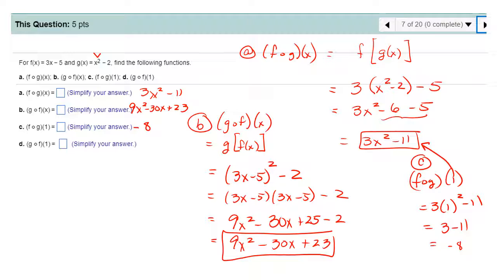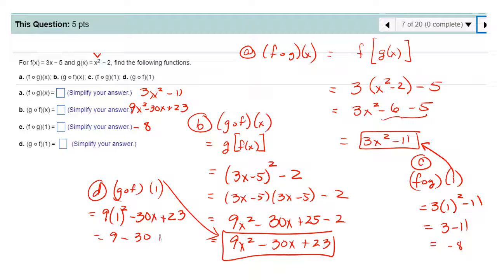Now part D takes g of f of 1, and remember the GOF was the B problem. So you will take the 1, substitute into the answer you got for part B, the one that was GOF. When you work this out, you end up getting 9 minus 30 plus 23, which is equal to 2. So that would be my answer.